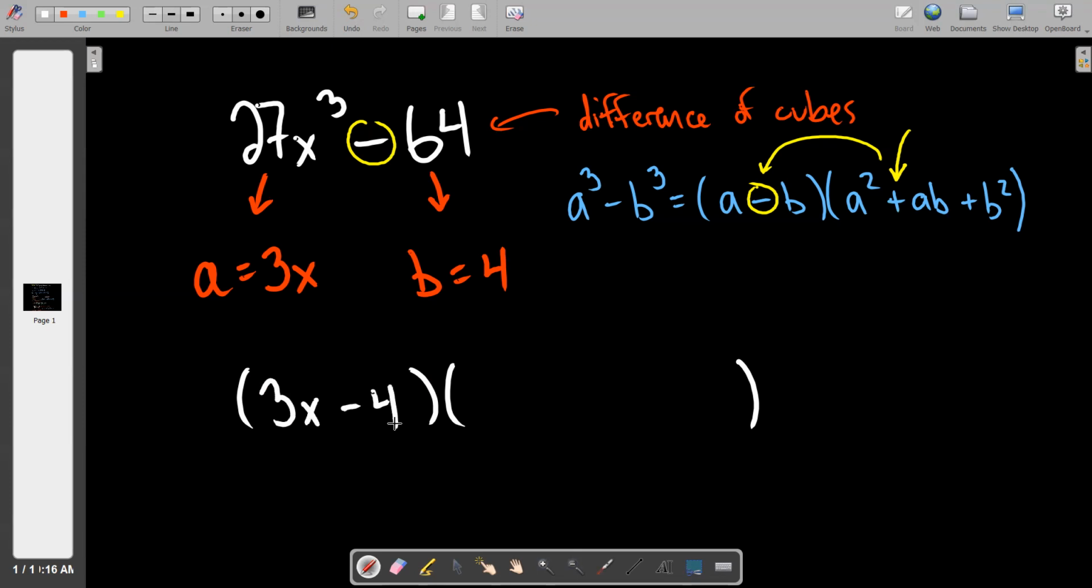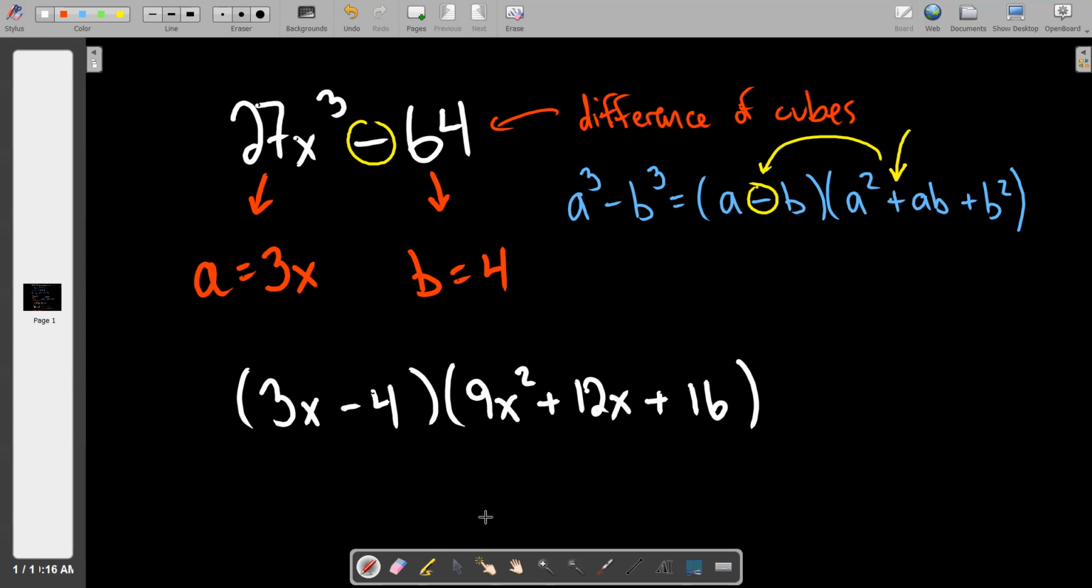Yeah, a minus b, 3x minus 4. What's going to go in my long set? 9x squared is my a squared. Good job. And then remember, plus from here on out. Plus 12x plus... done.